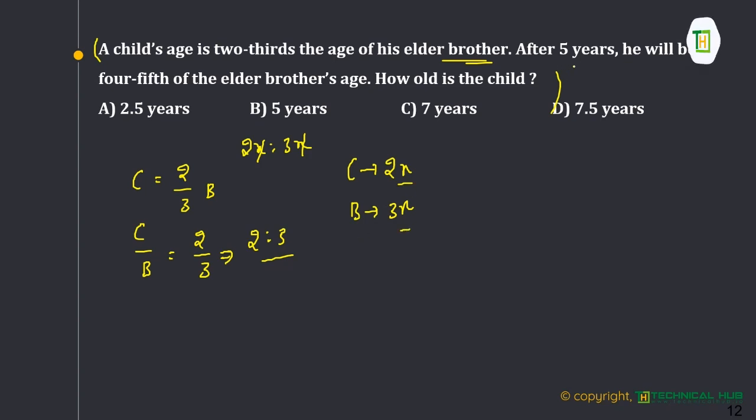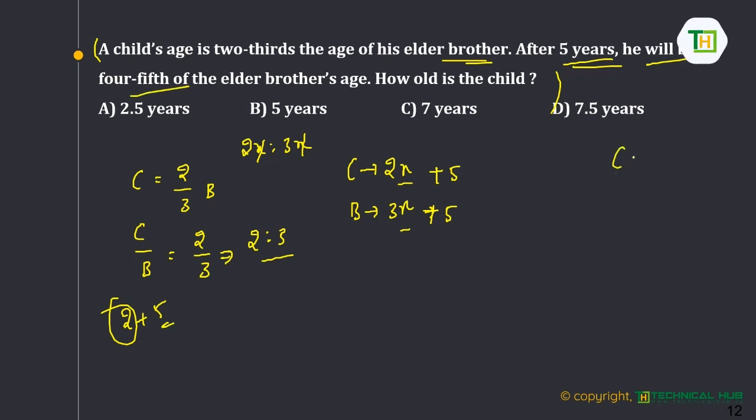Okay, so next, what is given? After 5 years, what is the age of the child? So 2x plus 5. Don't add 2 plus 5, because 2 is the ratio and 5 is the number. Addition and subtraction between ratio and number is not possible. That's why I'm converting ratio into number. Then I'm taking the addition. And similarly, what is the age of the brother after 5 years? So 3x plus 5. And also given, he will be 4/5 of the elder brother.